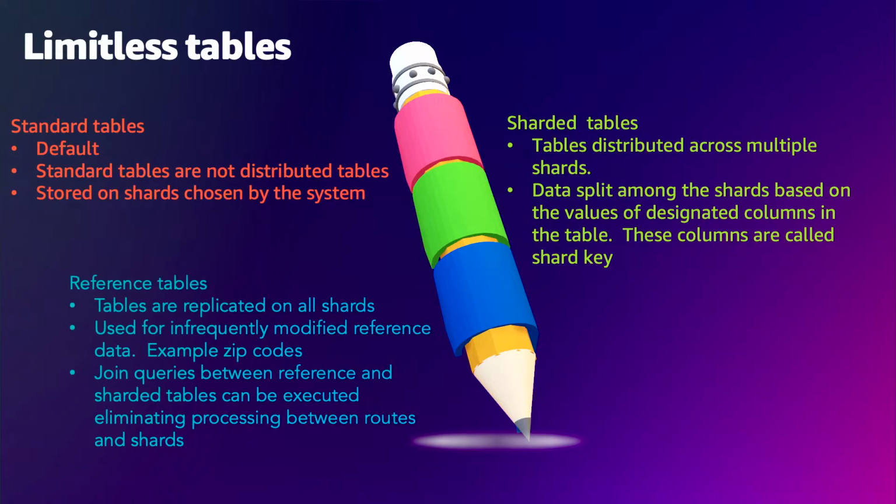And the last one is the reference table. These are replicated to all shards. So watch out. Why? Because if you're not careful, you're going to have quite a lot of increase in the actual size. Join queries between reference and sharded tables can be executed, which eliminates processing going back to the router and back to the shards. So watch out on the actual syntax that you're going to use for these reference tables. From the documentation, which is, by the way, very limited yet, they mention zip codes.